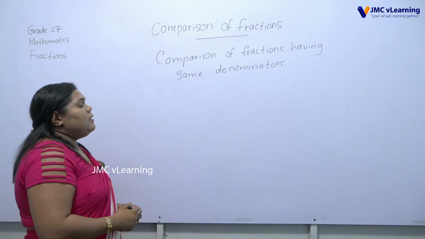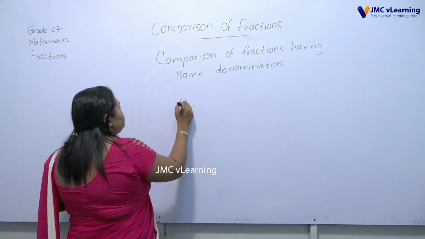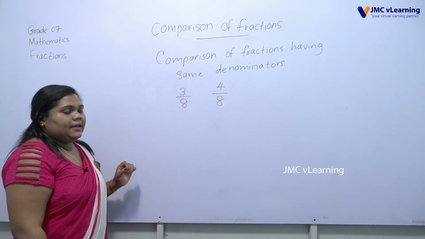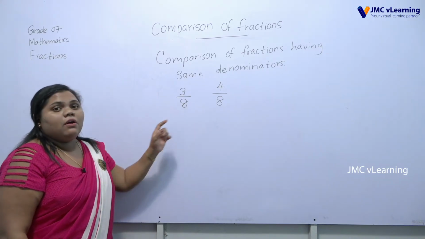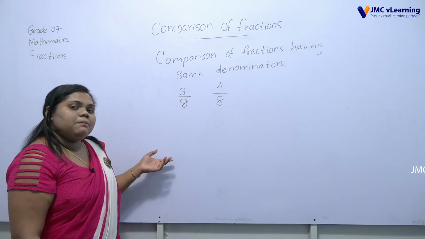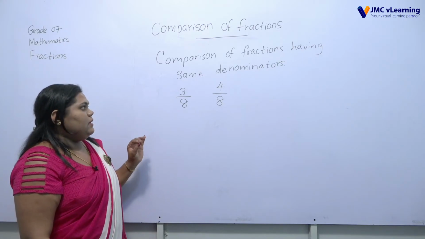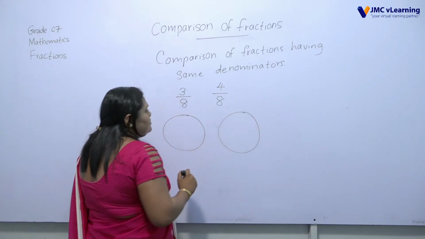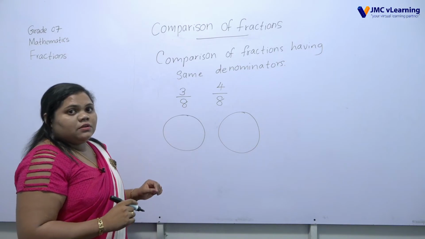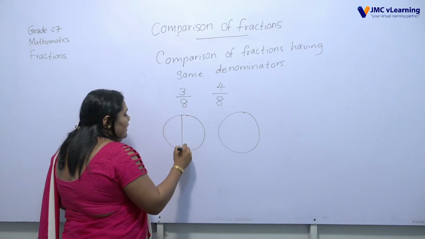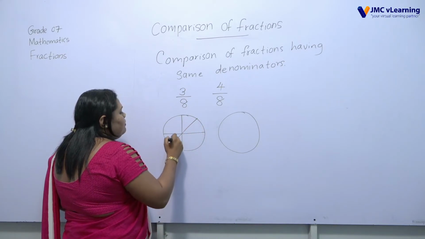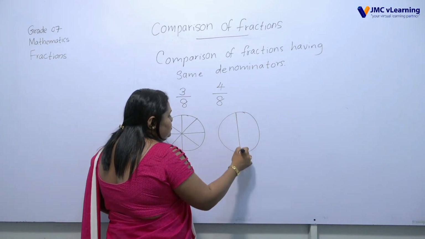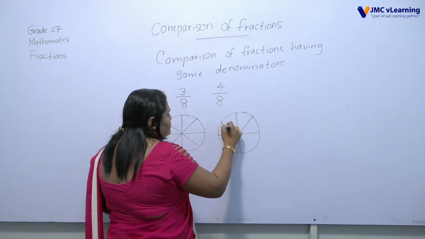Okay, children. Now if I write like this, 3 out of 8 and 4 out of 8. Now how can we compare these two fractions? First I'll take some circles to explain about these two fractions. It means this circle I have to divide into 8 equal parts. And this one also I have to divide into 8 parts.